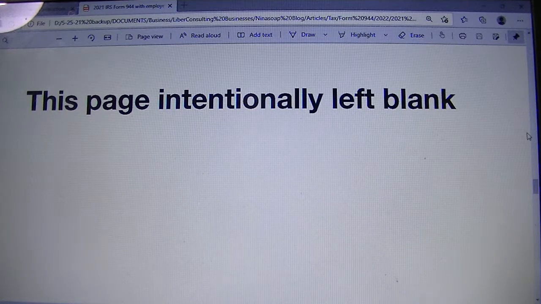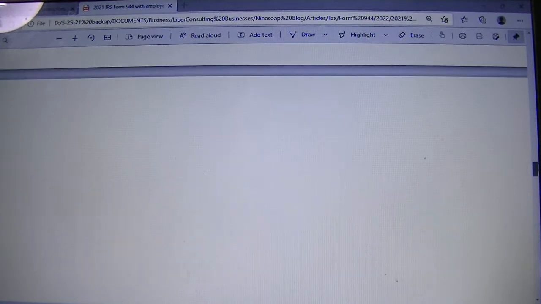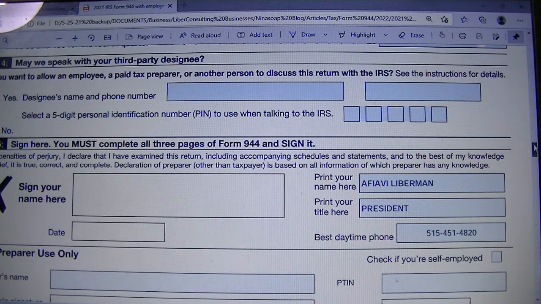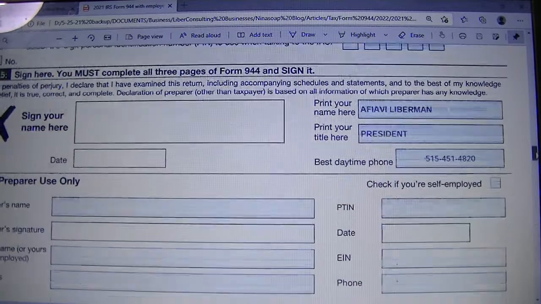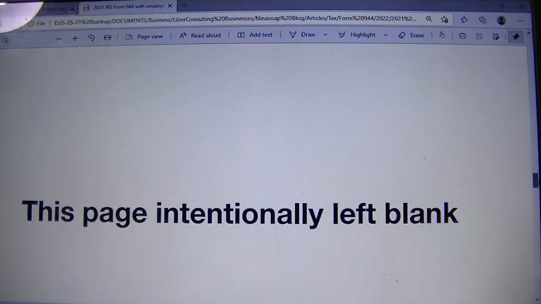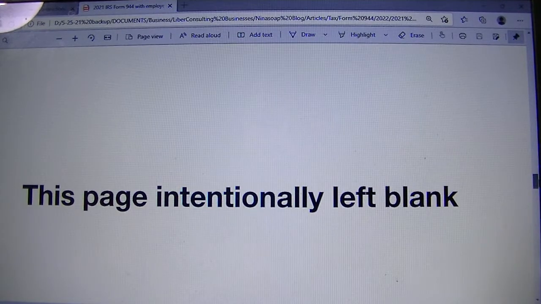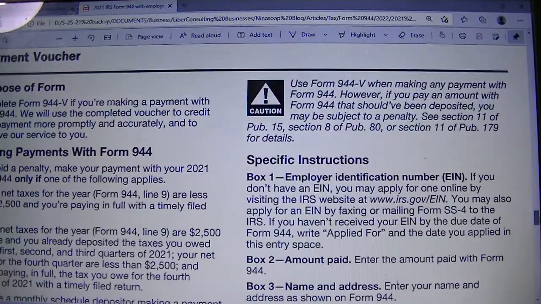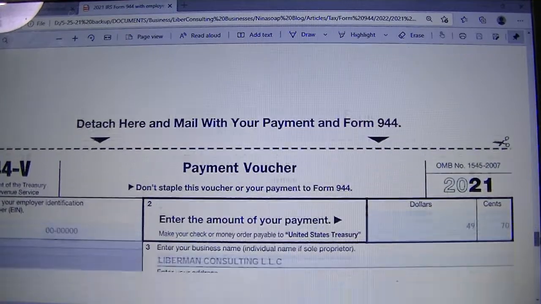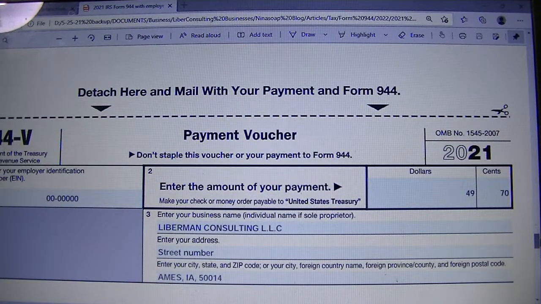When you print this out, don't add the voucher portion to it. You just end it with this page. You sign it, you make a copy for your own record, and you just staple the original Form 944 up to the signature portion or up to the page intentionally left blank, and you put it in the envelope. You don't add the voucher to it. But in our situation, we are going to add the voucher because we are going to make payment with the return. So we completed the voucher.